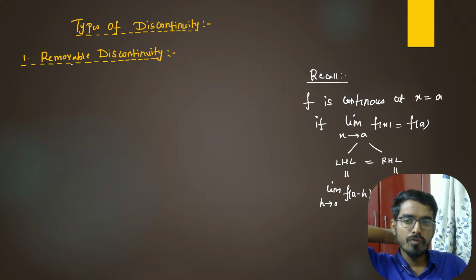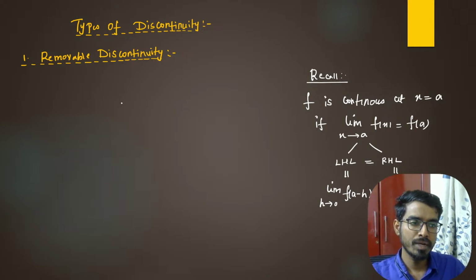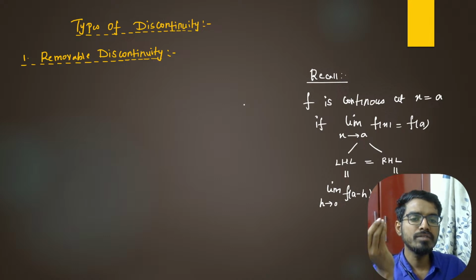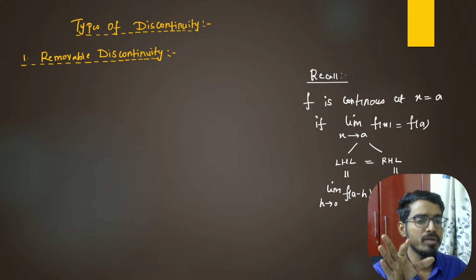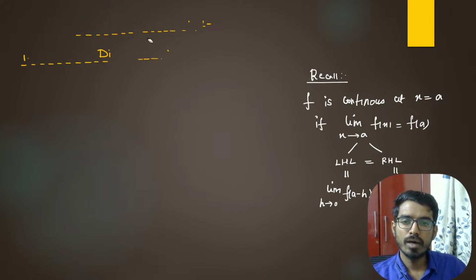Okay. Now, first is removable discontinuity. At a point a, it is not continuous, that means these are not equal. If this is not equal, we say it is discontinuous at that point. Now, I'm going to classify the types of discontinuity. So, the first discontinuity is called, I'll read this.